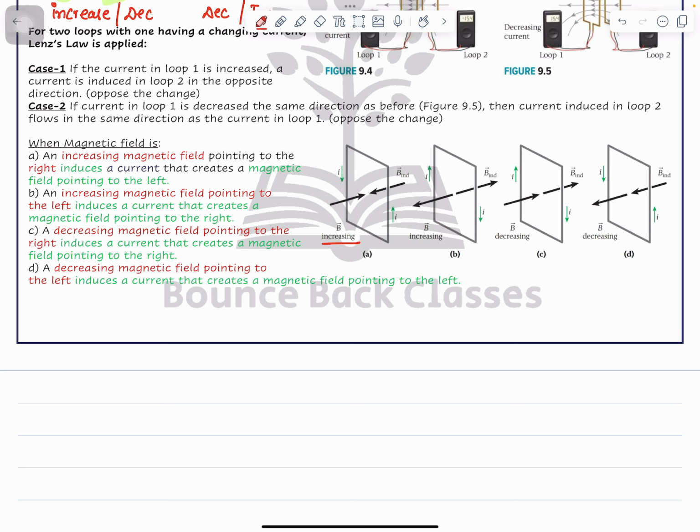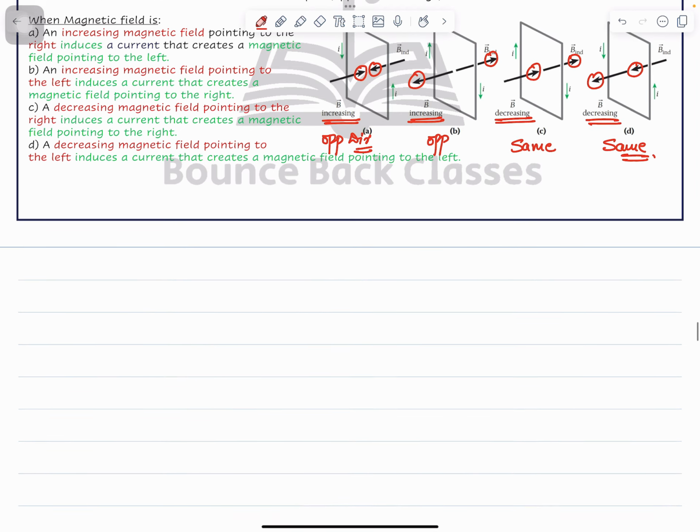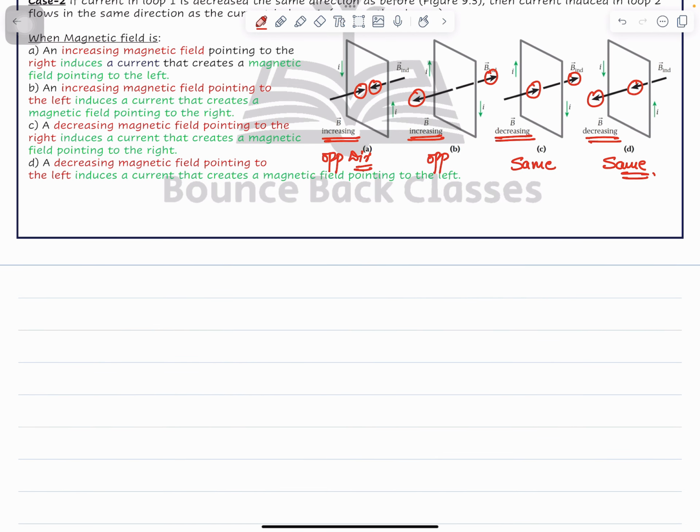Let's say this is increasing. Can you understand that both the directions are opposite? Yes or no? Increasing, see the direction, both are in opposite directions. But if they are decreasing, then the direction should be the same. Here, decreasing, the direction should be the same. Clear, guys?